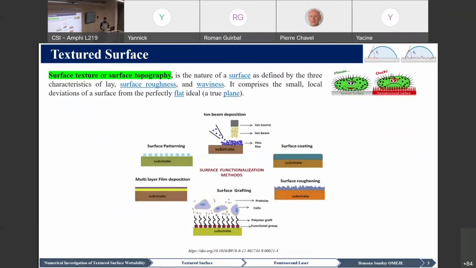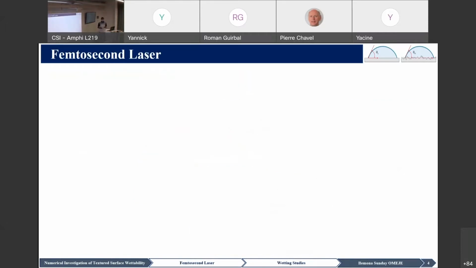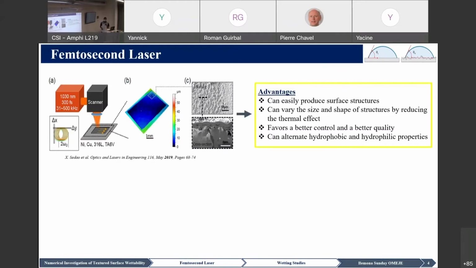So there are several methods of surface functionalization. For example, we have ion beam deposition. However, one of the expertise at the Laboratoire Hubert Curien is the femtosecond fabrication system. One of the advantages of the femtosecond fabrication system over other methods is that it can easily produce surface structures and vary the size and shape of the structure by reducing the thermal effect. It also favors better control and better quality, and it can alternate between hydrophobic and hydrophilic properties. We'll get to understand what that means soon.